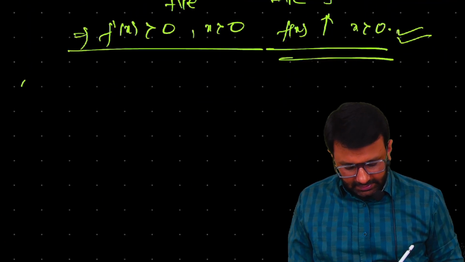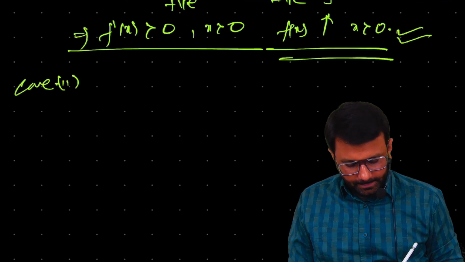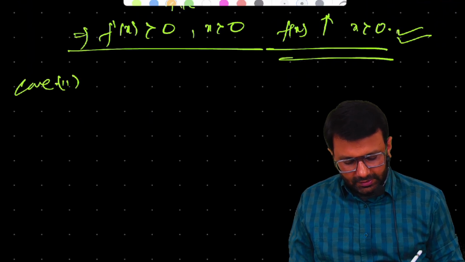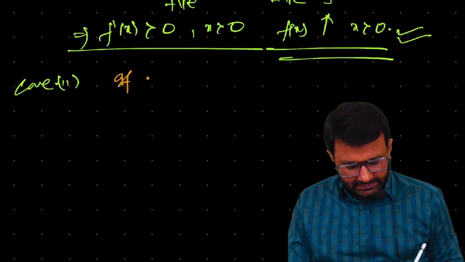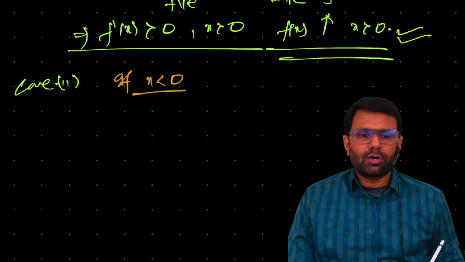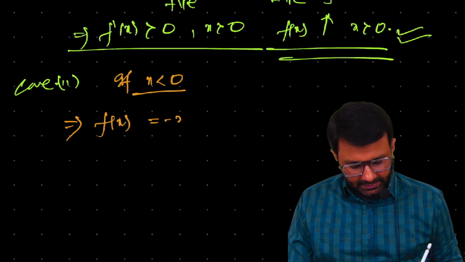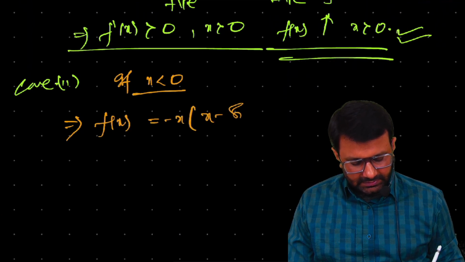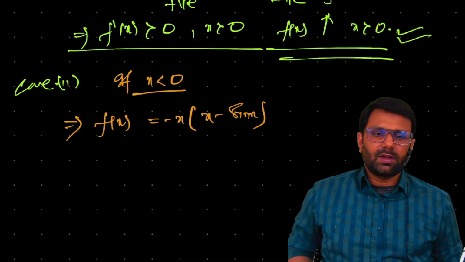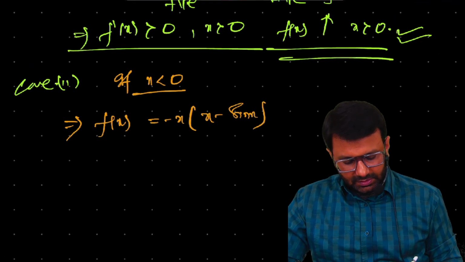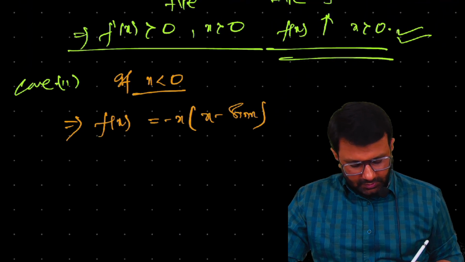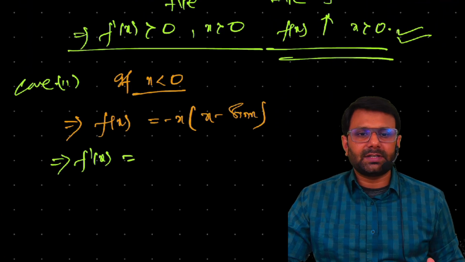Now tell me again, case 2. Now case 2, tell me everyone. If x is less than 0, then mod x is minus x, no? So f(x) is equal to minus x into (x minus sin x). So now again differentiate here. So f dash x is the same, only the minus sign is outside, no?